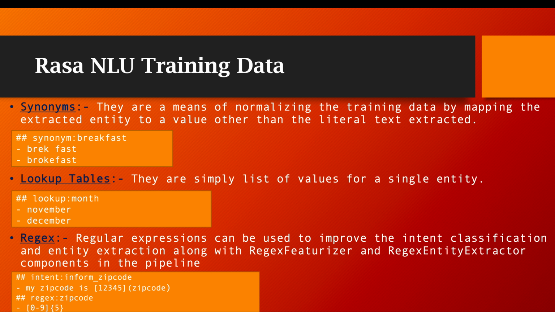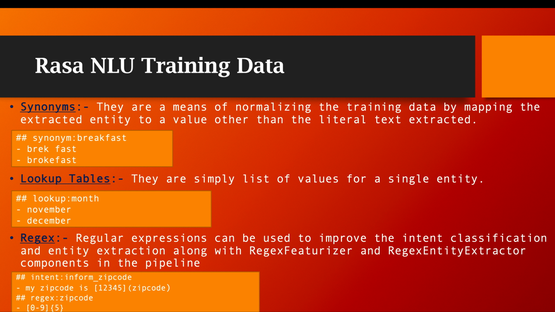Now let's see what a synonym is. Synonyms are a means of normalizing the training data by mapping the extracted entity to a value other than the literal text extracted. For example, if the word breakfast comes in a user input sentence, it's very natural that the user may not write breakfast with its exact spelling. He can write breakfast or brookfast, etc. For such data, you can use a synonym. With a synonym, you tell your bot model that even if the user writes breakfast or brookfast, it will map to the word breakfast only.